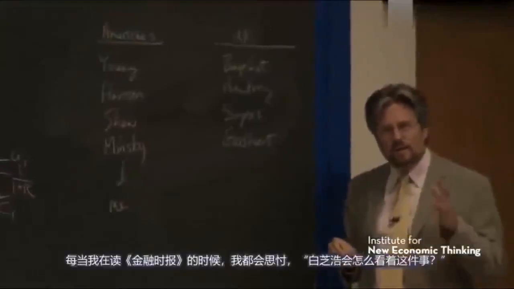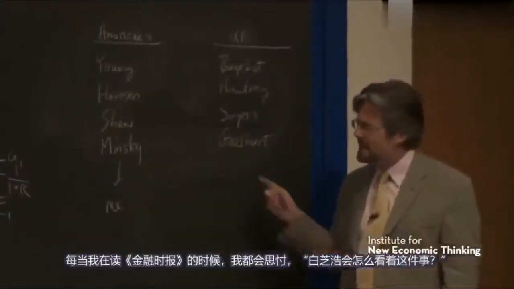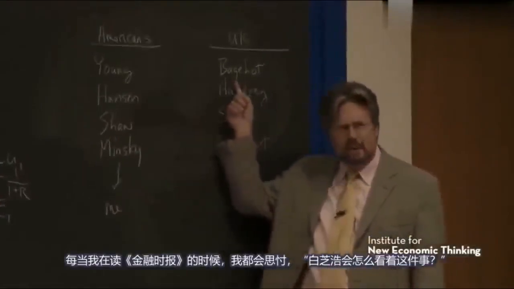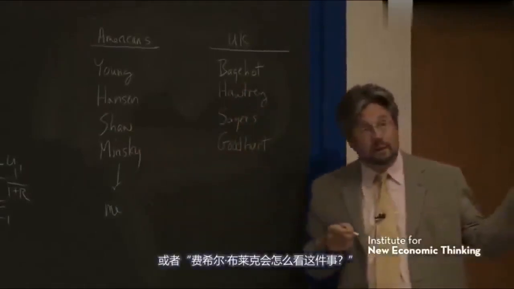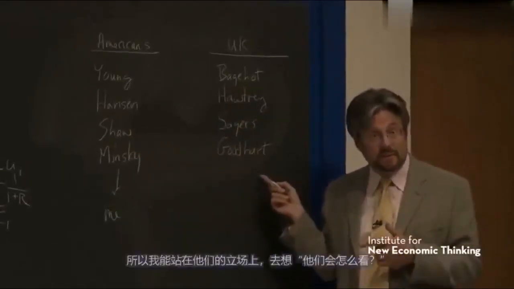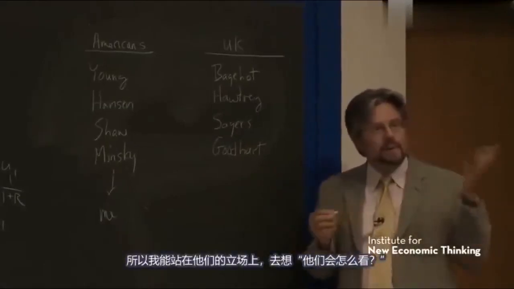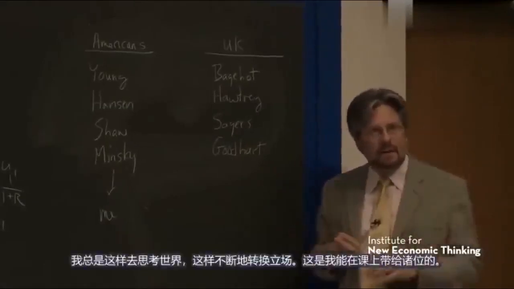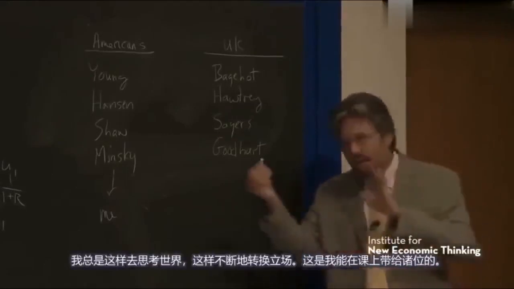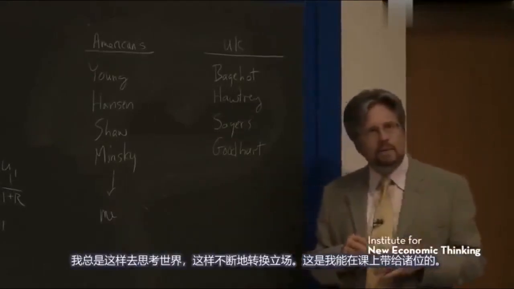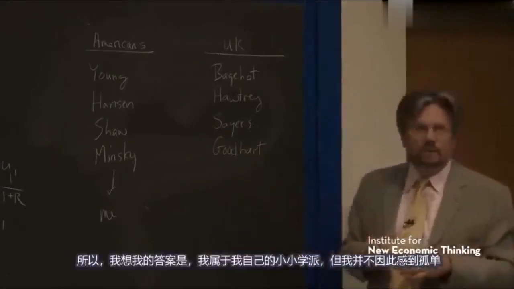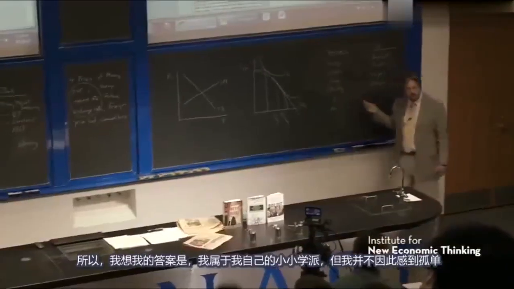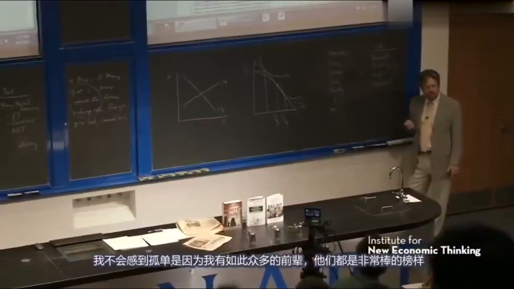We're trying to think. What I always do when I'm reading the Financial Times, I say to myself, what would Bagehot make of all of this? Or what would Minsky make of all of this? Or what would Fisher Black make of all of this? These are people I've written biographies of, right? So I can enter their minds and say, what would they make of this? That's how I think about the world always, by shifting gears back and forth. That's what I bring to the table. So I guess my answer is that I'm a member of my own little school, but I don't feel alone at all, because I have all these ancestors here, and they're pretty great guys.